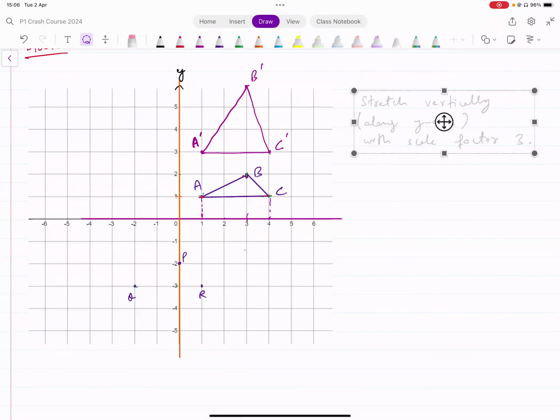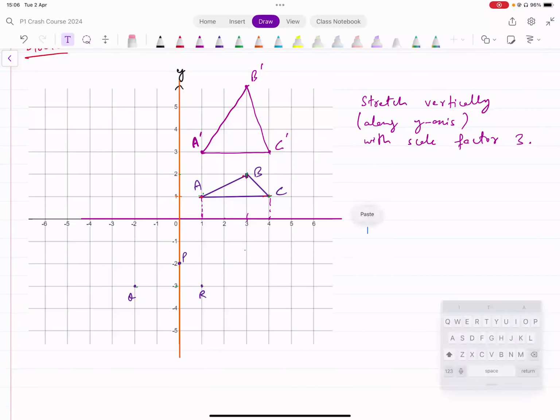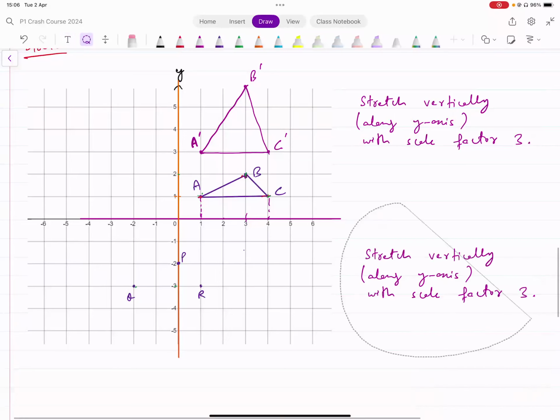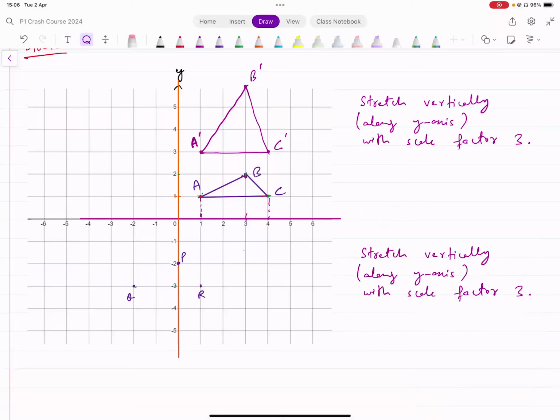Now you could also have horizontal stretch. Now in horizontal stretch, you would be measuring distance from the y-axis. Now let's try a horizontal stretch. Now we want to stretch horizontally. That means along x-axis. The direction of stretch is along x-axis. So stretch horizontally.